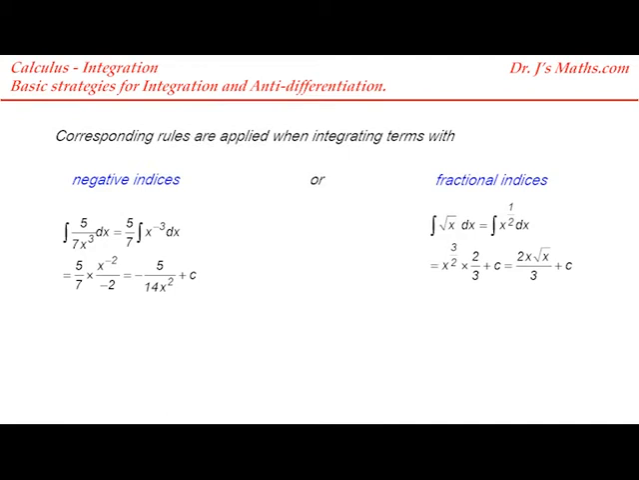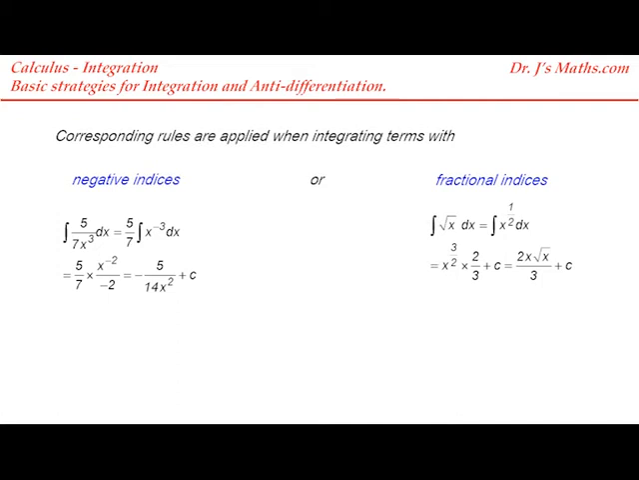An example of a fractional index, which is very common, is the integral of the square root of x dx, which of course, like with differentiation, we can rewrite as an index. So the integral of x to the half dx. Then we add 1 to the index, so it becomes x to the 3 over 2, and then divided by 3 over 2, which is the same as multiplying by 2 over 3, plus c, and then rewrite it so that it looks nice.